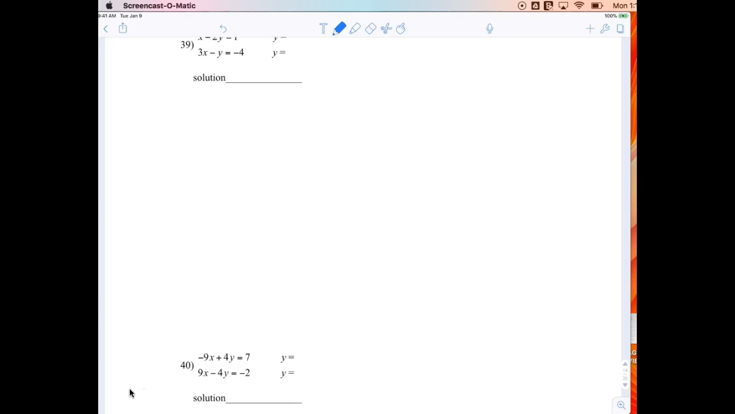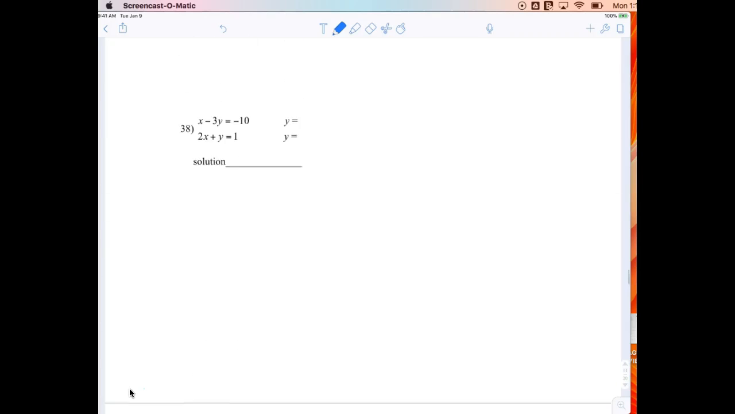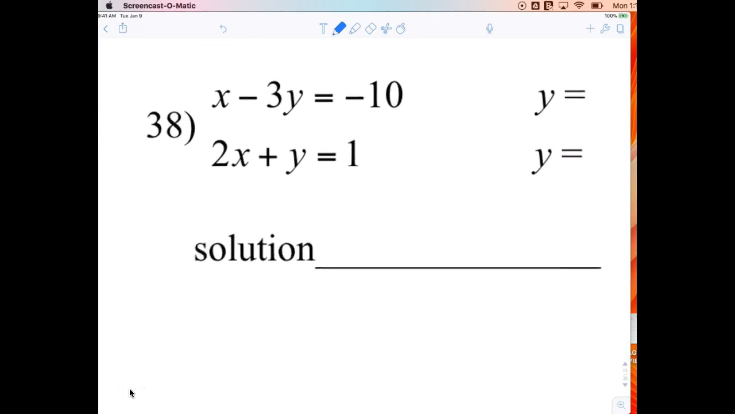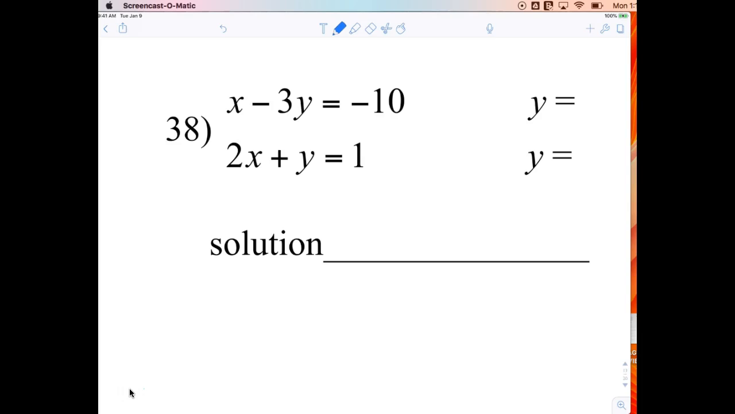$38. All right, let's see about 38. So now you have several options here. I can multiply this by what? Do you agree with that? To multiply that by -2? Julia, do you see that? And that way the x will eliminate. Do you agree with that? All right, so if I multiply that by -2, I get -2x plus 6y equals 20.